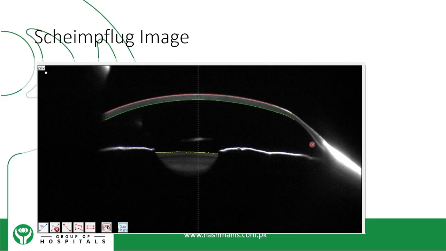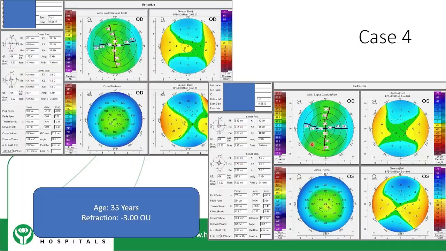And we're thinking about, now we're very sure that this is probably a case of pellucid marginal degeneration. And that's why this image is very important.